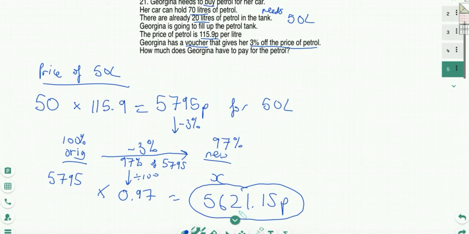So quite wordy, but as long as you break it down line by line, it's fairly straightforward. Her car holds 70 liters. She already has 20 liters inside the tank, so she only needs 50 liters. If 1 liter is 115.9p, we have to multiply that by 50 to find the price for 50 liters. And then she gets a 3% discount, so we take off 3%. And so original price is 100%, minus 3% is 97%. And we find 97% of 5,795. And that will give us our answer, 5,621p.